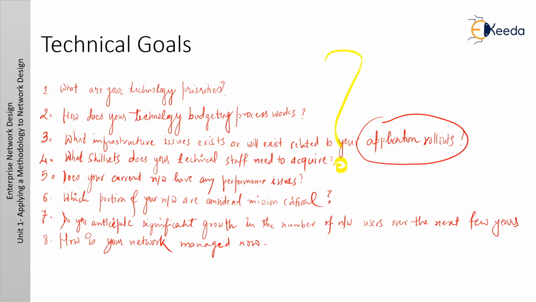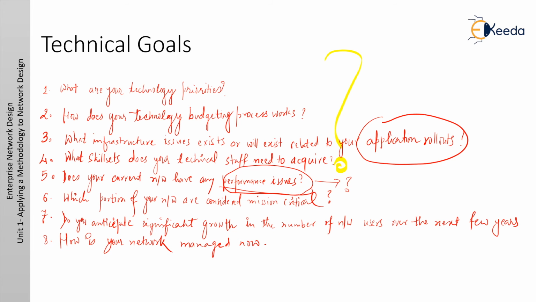So what are the skill sets we need to improve? Does your current network have any performance issue? We need to check whether it is based on optical fiber or some other kind of network, and if the performance issue persists, then we need to rectify this under the same button.